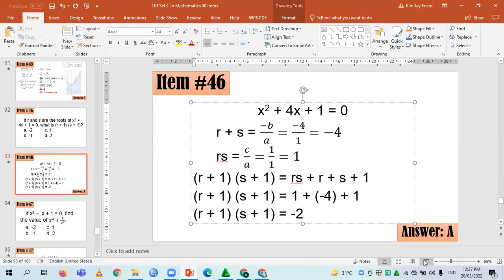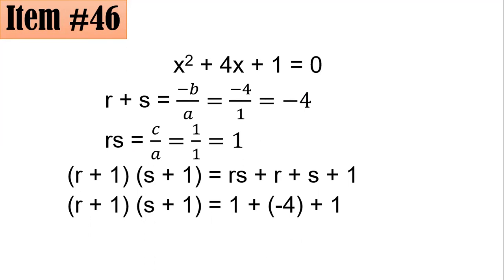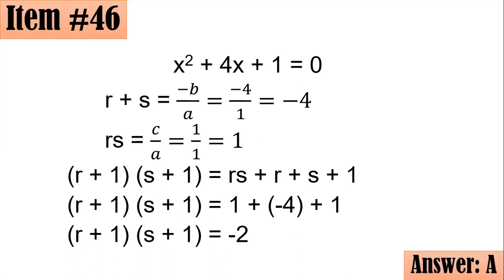Now, what's also nice here is that you don't need to look for the exact roots. Even though you are looking for r plus 1 times s plus 1, you could actually multiply them using the FOIL method. R times s will be rs, r times 1 will be plus r, 1 times s will be plus s, and 1 times 1 will be plus 1. And from here, you could see that rs is 1, and that r plus s here is negative 4. And by substitution, this becomes 1 plus negative 4 plus 1, and that is negative 2. Hence, letter A is the correct answer here. That's the beauty of algebra. You don't need to look for the exact roots, but use the properties that are known to find the answer.